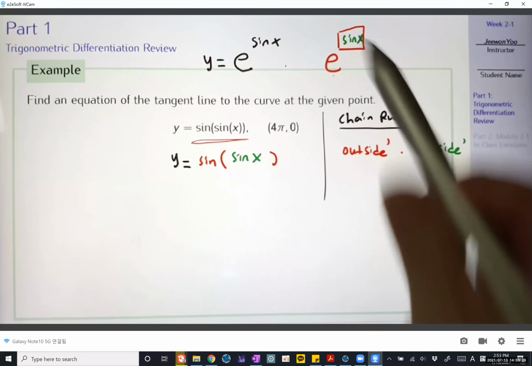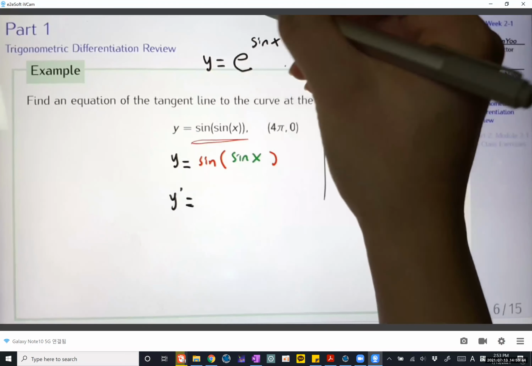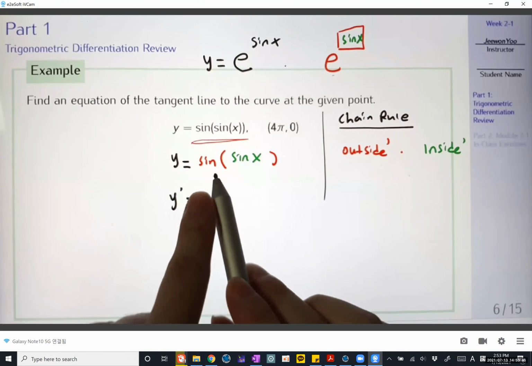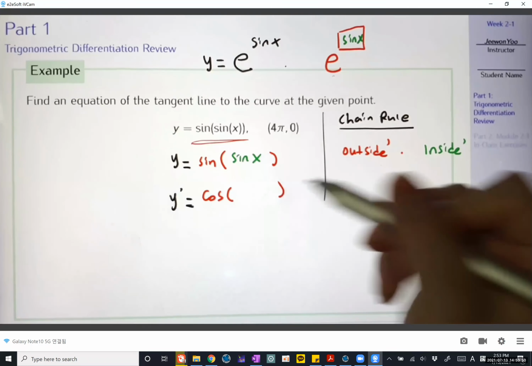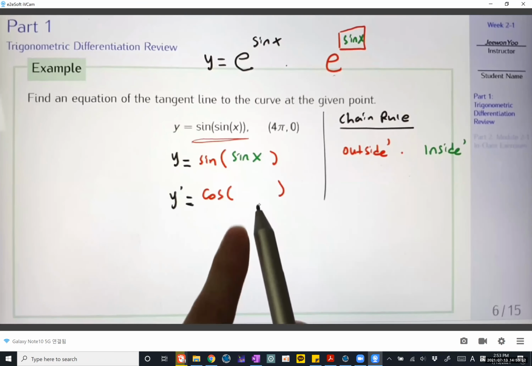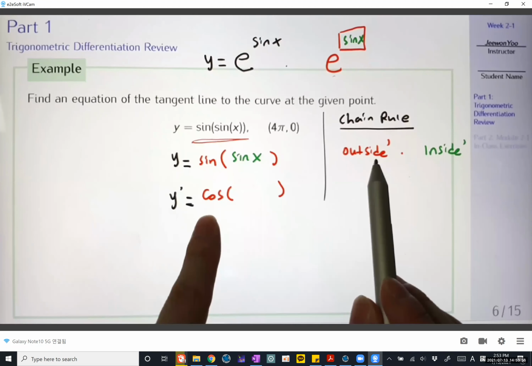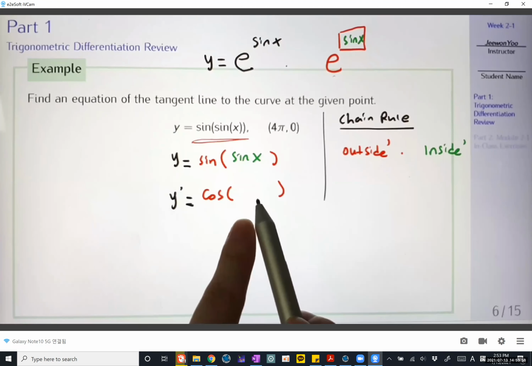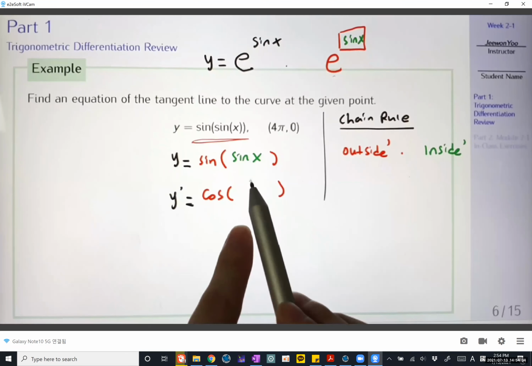For example, take a look. Y prime is equal to the derivative of sine, which is cosine, right? So you change the outside function like this. If you heard what I just said, what happens to the inside when you're doing the derivative of the outside? Do you change the inside? Yes or no? Okay, good job. So you always have to copy and paste the original inside.